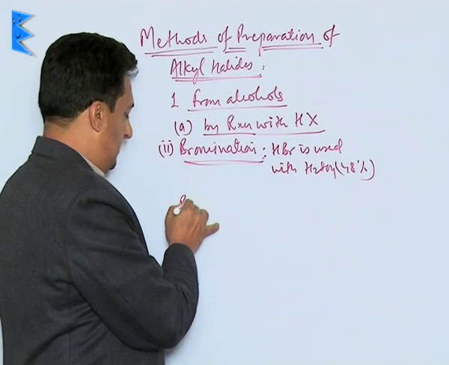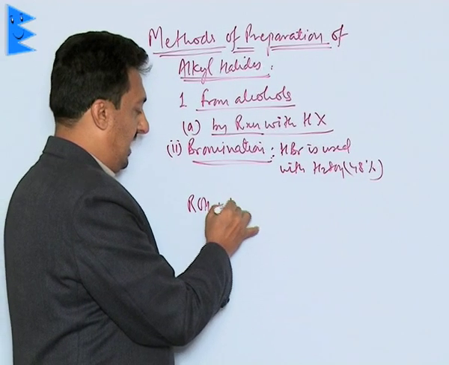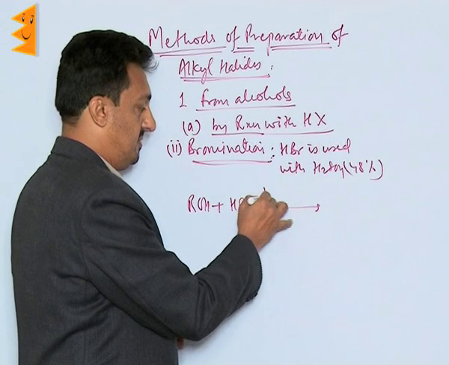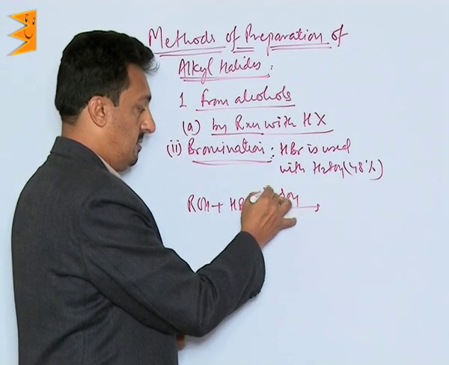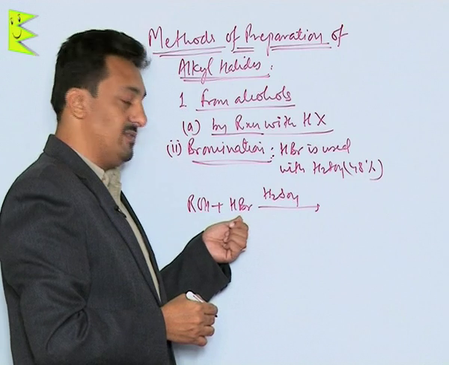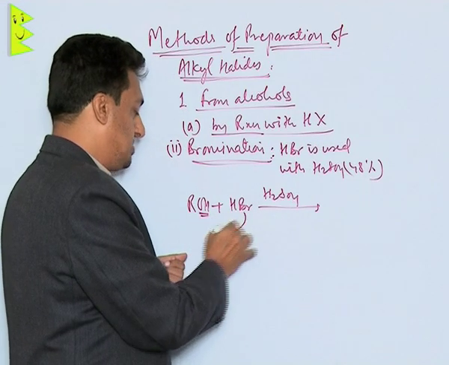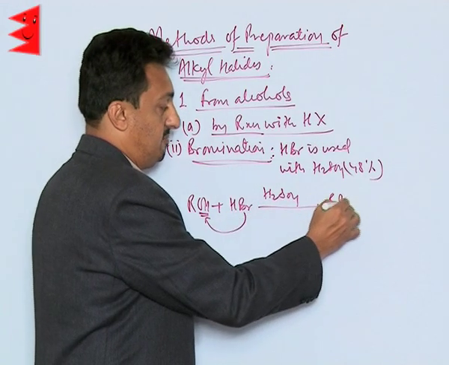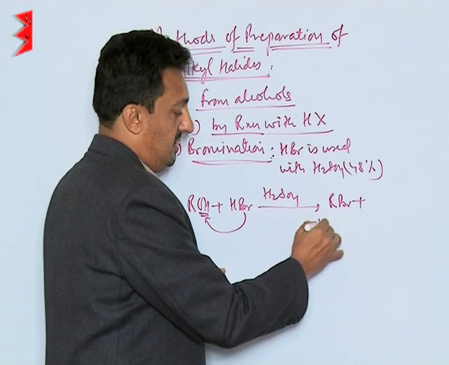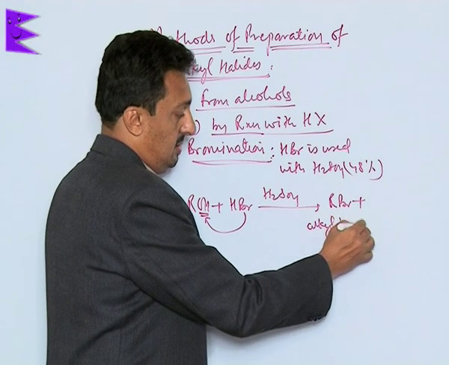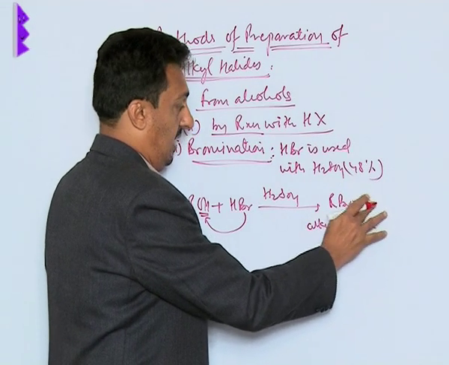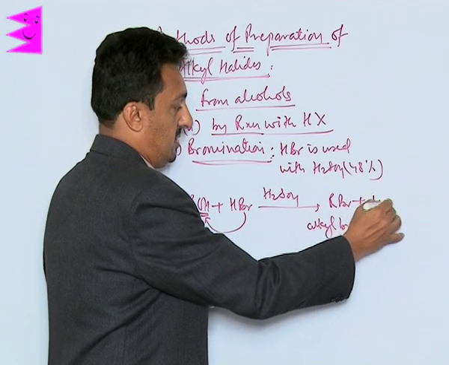Now, the scheme of the reaction is very simple. When alcohol is reacted with HBr, the OH group is substituted by the Br, and this is how we get alkyl bromide, and we get water.